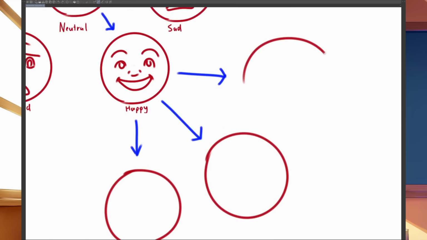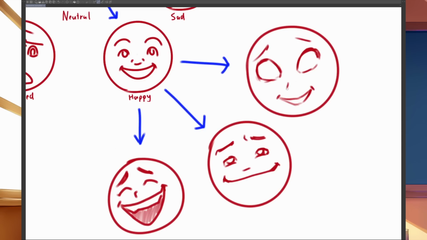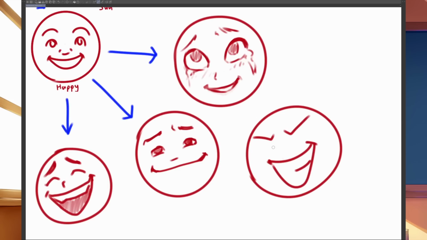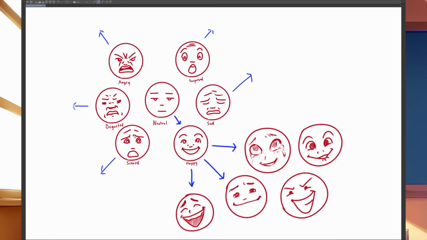As an example, we can branch out happy into laughter, we can branch it out again into pride or smugness, we can also make a hybrid emotion between it and sadness of happy tears, and we can keep branching them out with things like cruelty or cheekiness or other options as well. So, to begin with then, let's talk about some of the base expressions and how to do them.